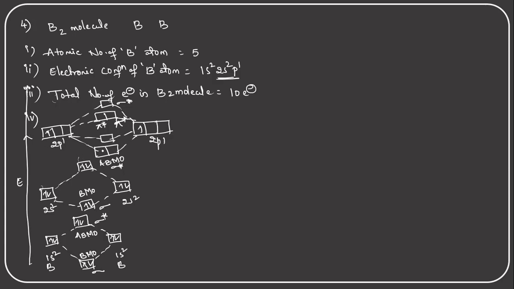So, now this one electron will be here, right? So, this is the pi orbital, 2py or 2pz orbital, and this one will be the 2px orbital.